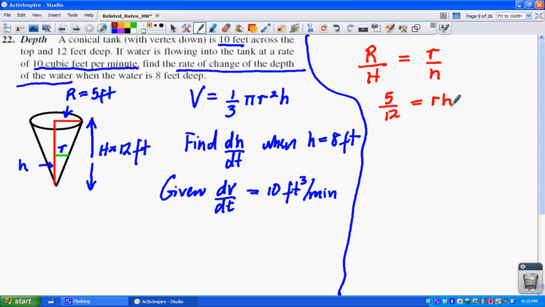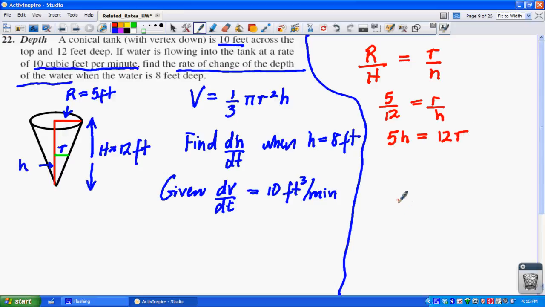Sorry, my bad. Let me erase that. So I said R over H. Now, there's a few ways I can do this. I could cross multiply. Let me cross multiply and see what I get. I'm going to get 5H equals 12R.